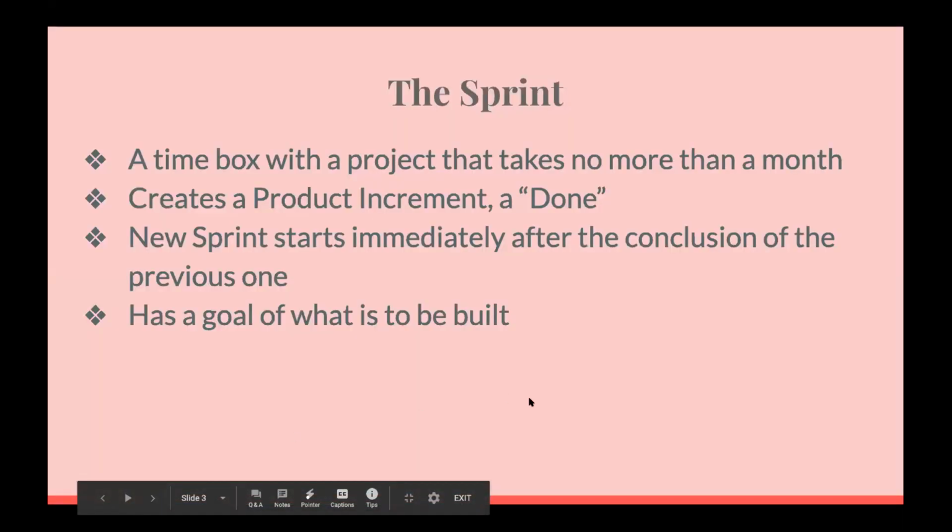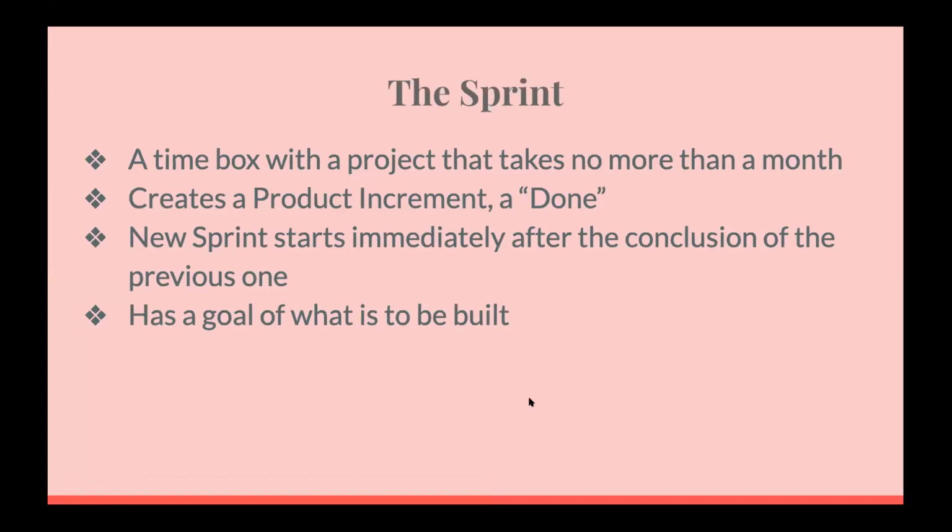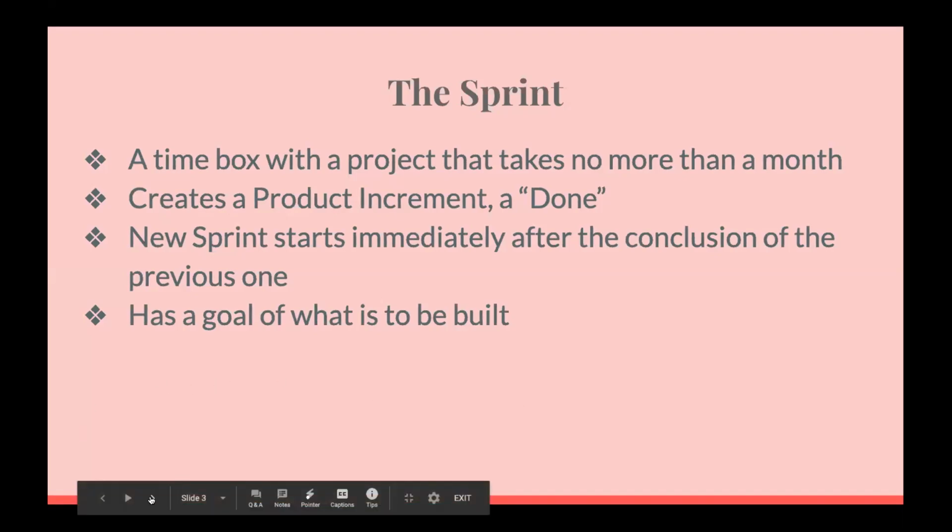So the sprint is basically a time box for a project that takes no more than a month. And it creates a product increment, which is a done, usable and potentially releasable product increment. And the new sprint starts immediately after the conclusion of the previous one, and it has a goal of what is to be built. So it usually can't be more than a month because the definition of what is being built might change, and also the risk might increase. So it's usually not more than a month.